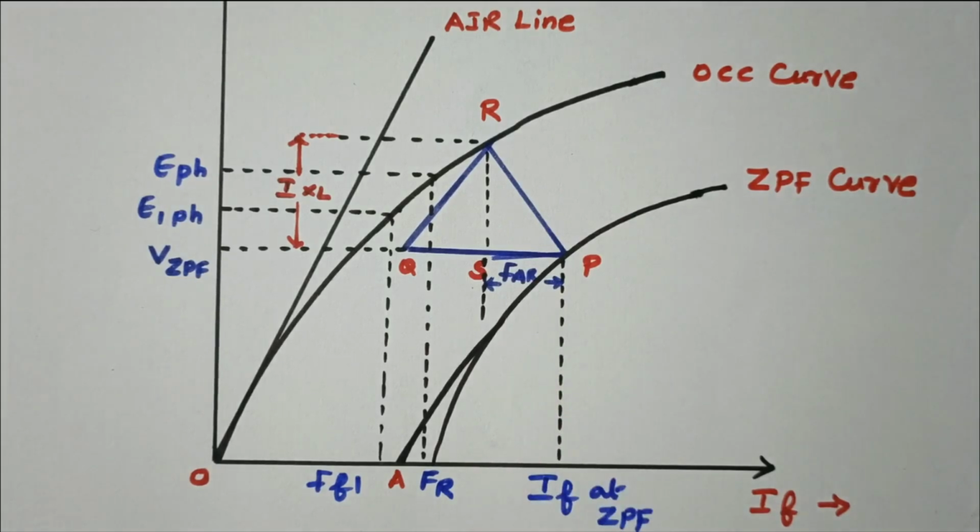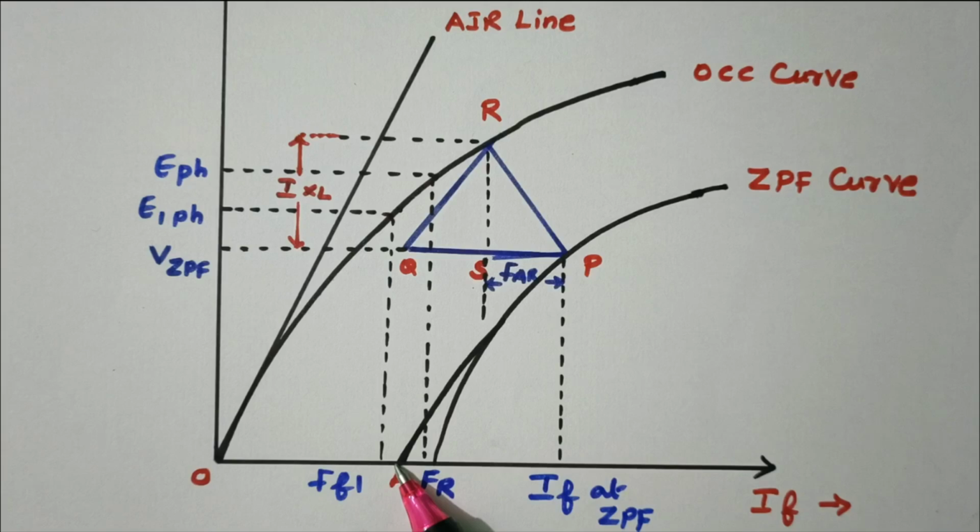Next, we need to find the point A. This point A is nothing but the short circuit current at zero voltage, from the SC test. That will give the point A. So this is nothing but the short circuit current at zero voltage. So point A is identified.